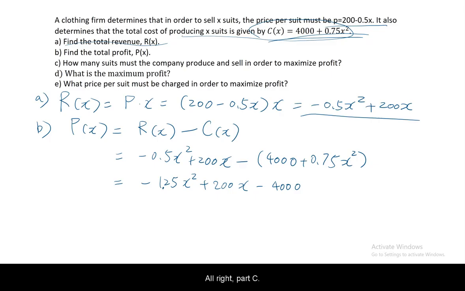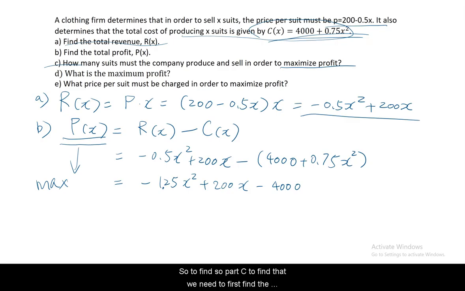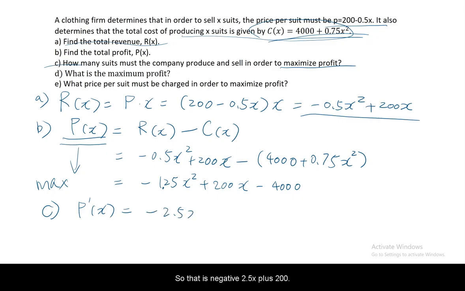All right, part C. How many suits must the company produce and sell in order to maximize profit? So basically we want to find the absolute maximum value for P of x, right? That will give you the maximum profit. To find that, we need to first find the derivative of P of x. So that is negative 2.5x plus 200, right?